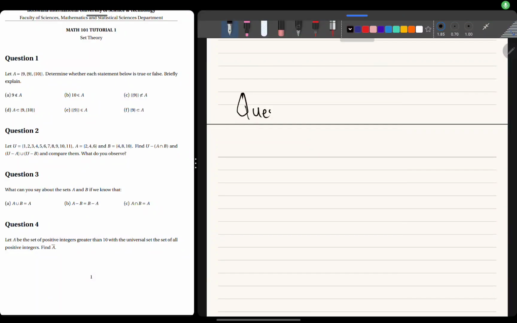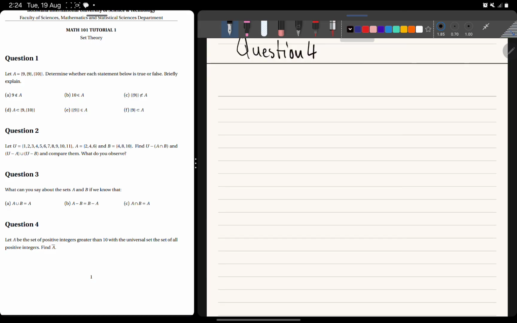Do question 4, right? What does question 4 say now? Question 4 says, let A be the set of positive integers greater than 10. Okay, so I'm going to use set builder notation here to say A is equal to x values, and these x values are elements of Z plus. Okay, they are all positive integers, such that you can now say that x is greater than 10, and you can say x is odd.